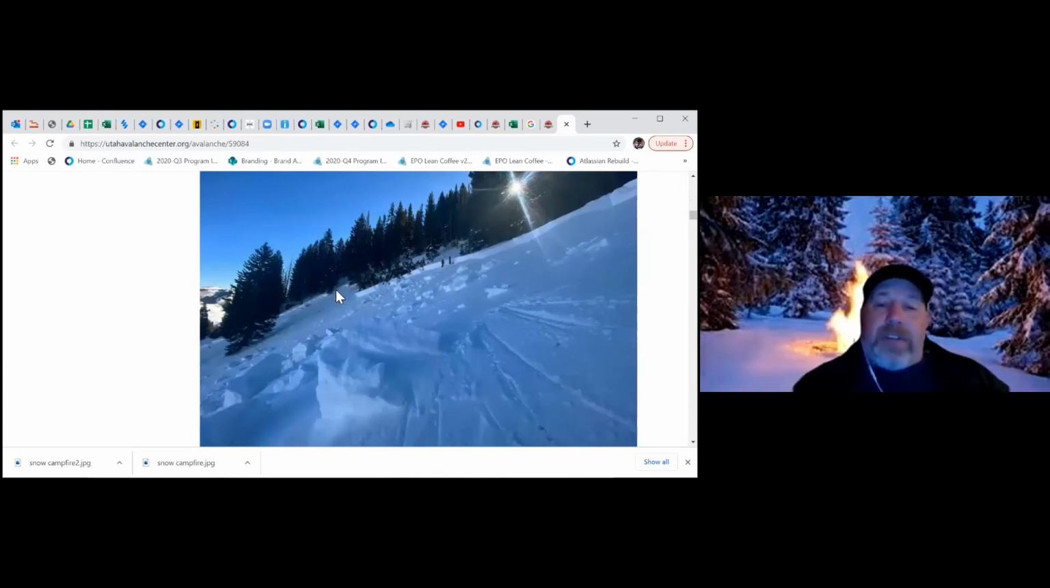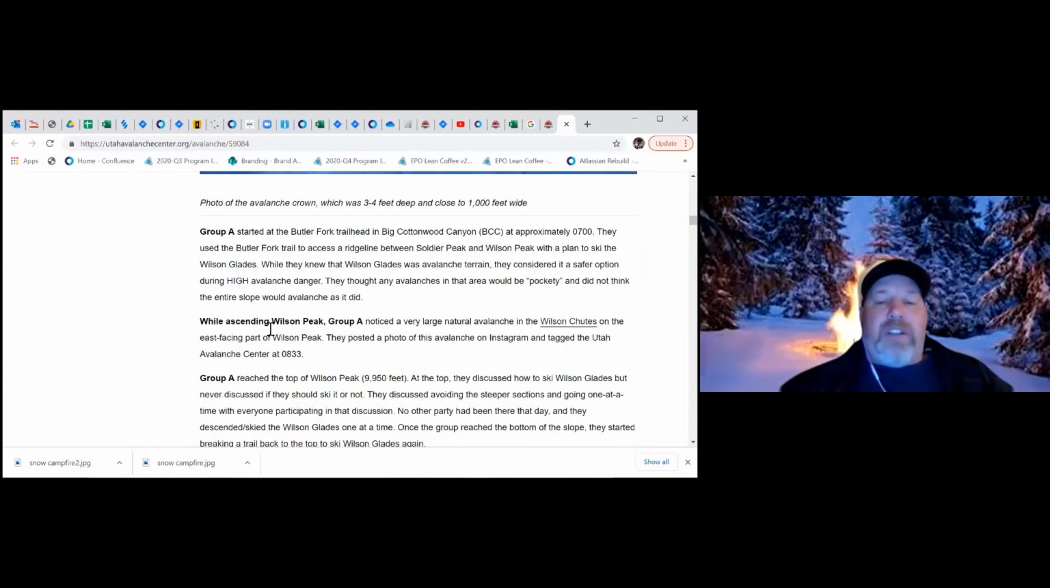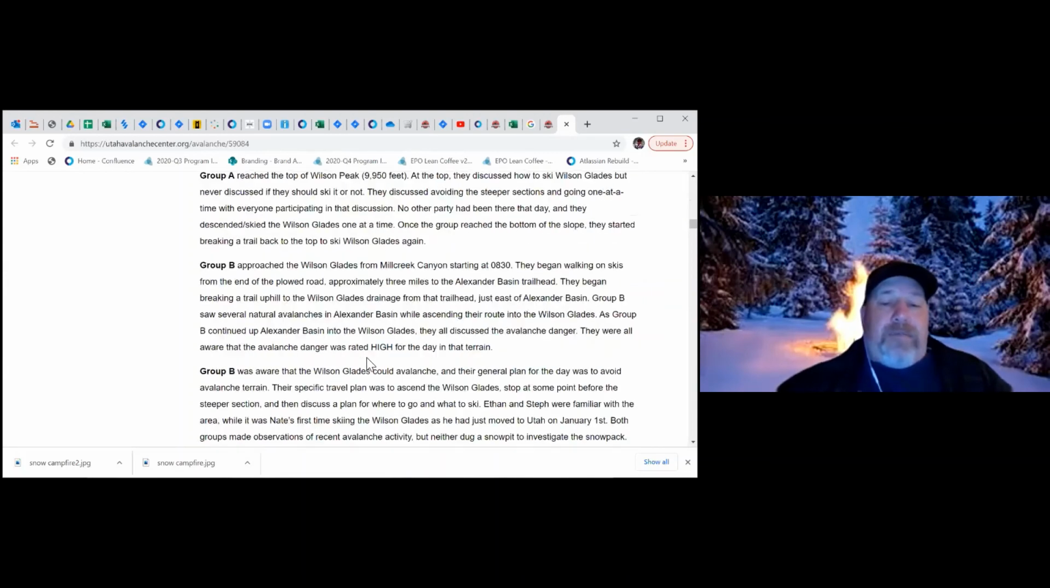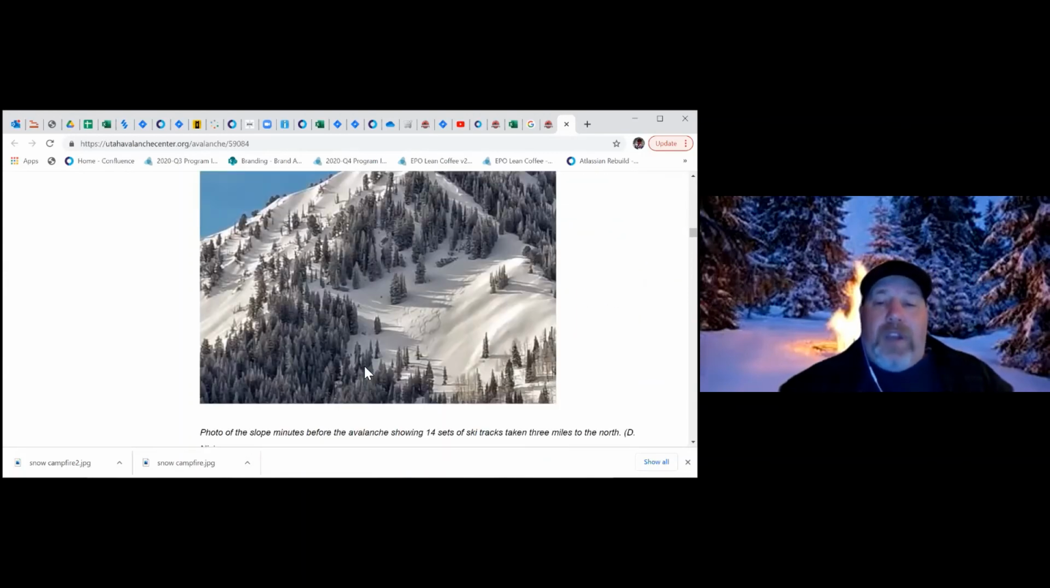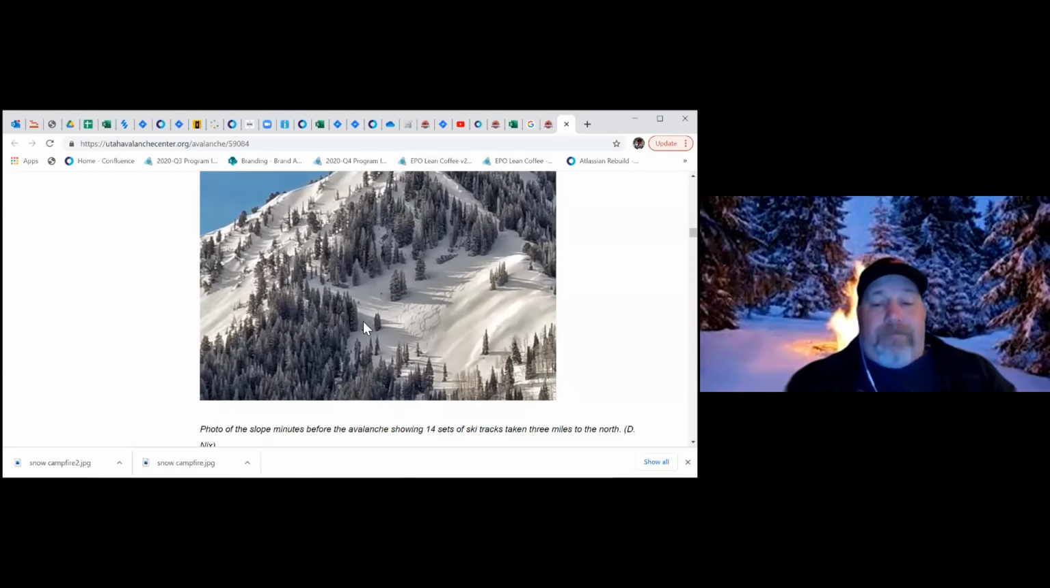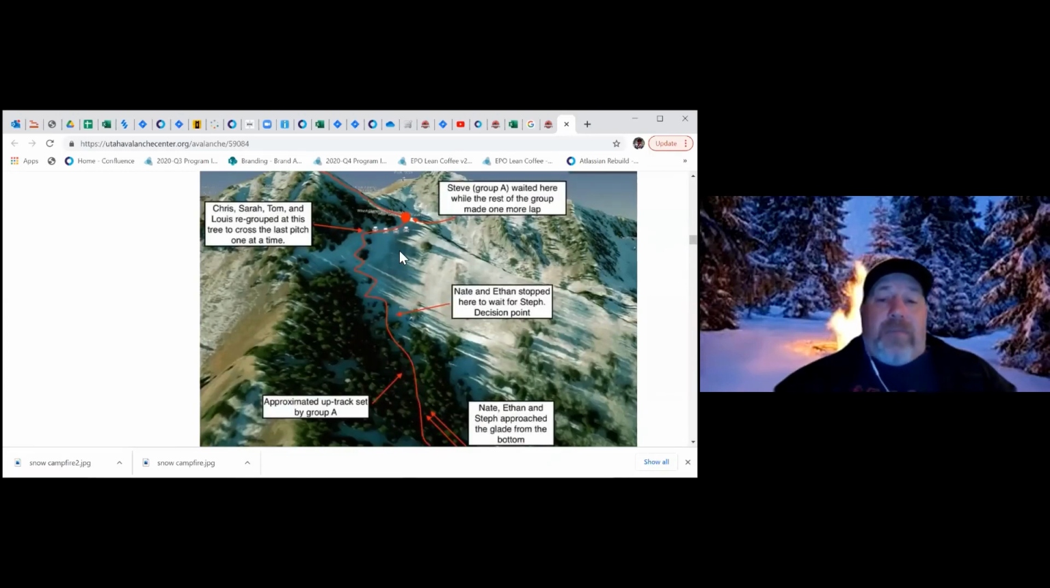Here's an example of the size of the crown. Here's the slope, by the way. The slope is at 30 degrees where it started, at least where it initiated. This is that picture that I showed you. This was actually taken the same day. They had already had 14 different tracks down the slope. You could kind of see where they ascended and where some of the bodies were found.